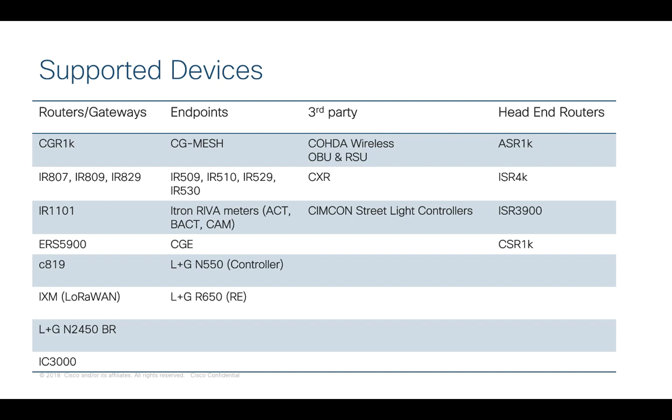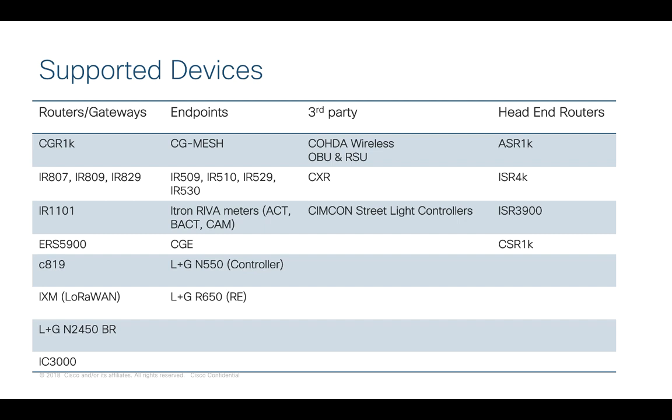FND supports a large number of devices. We have lots of routers and gateways, CGR1K family. This is the CGR 1120 and CGR 1240. The IR800 family, the 807, 809, 829, IR1100, ESR 5900, C819. This is a product that's been discontinued, I believe. The IXM in standalone mode and in two-box solution mode, where the IXM is connected via the IR800, LNG N2450 border router. This is part of the FND 4.6, and IC3000.